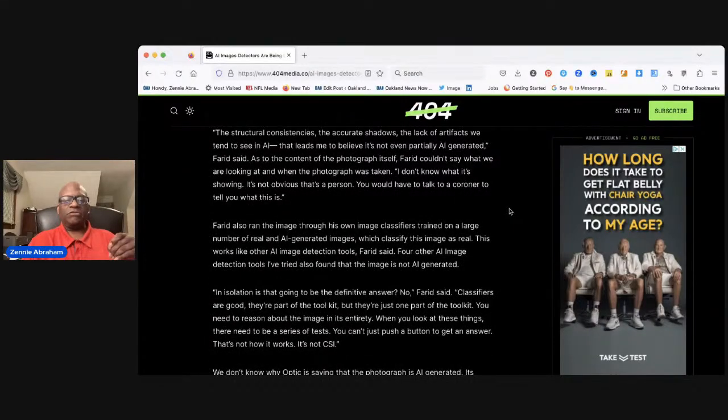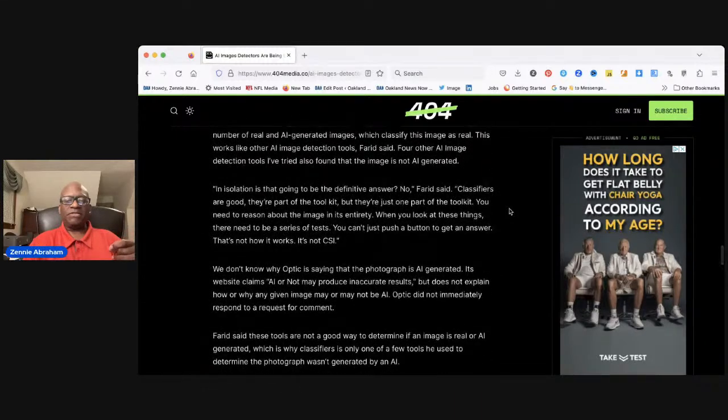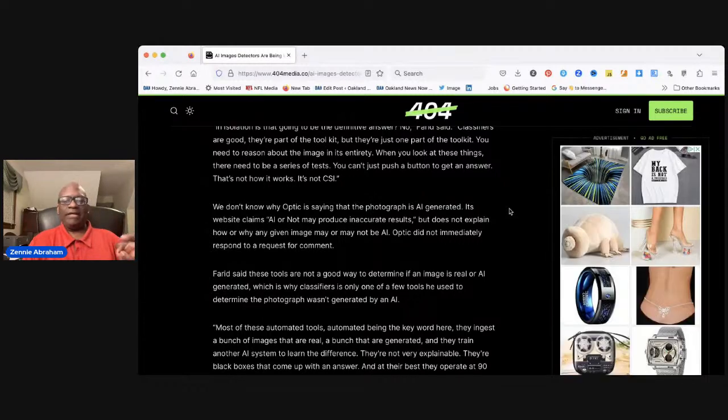He said you have to talk to the person who looks at bodies to tell you what that is. And so anyway, the bottom line is, he says it's not going to be a definitive answer, but 404 Media doesn't know why Optic is saying that the photograph is AI generated. The website claims that AI or Not may produce inaccurate results, but it doesn't explain why any given image may or may not be AI.